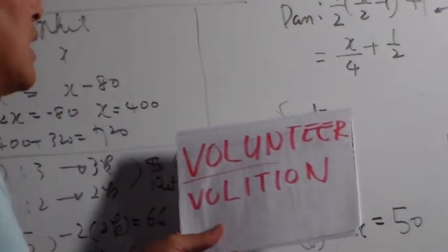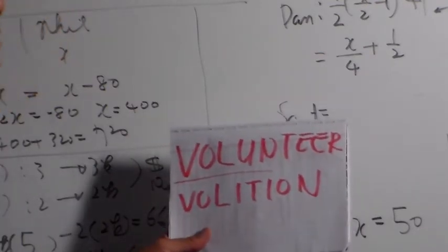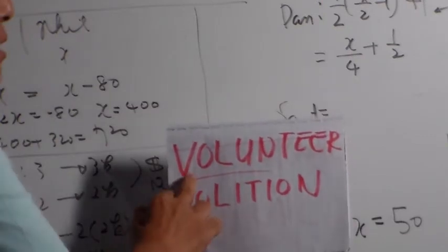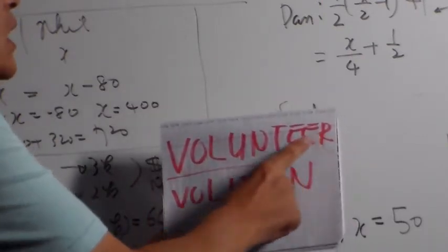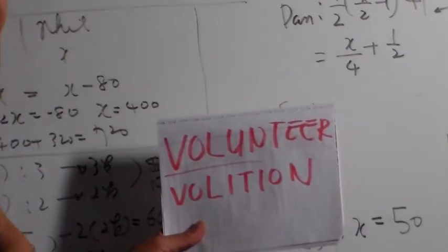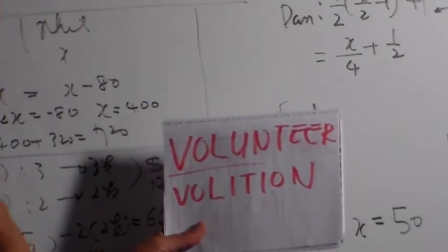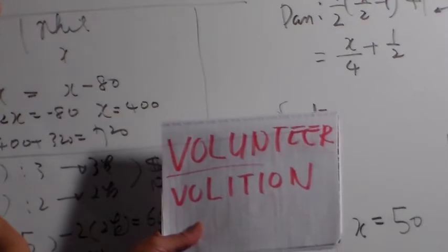Volunteer and volition have different roots, but are used in the same way because of very close meaning. Volunteer is what you do willingly, and volition is will, your own will.